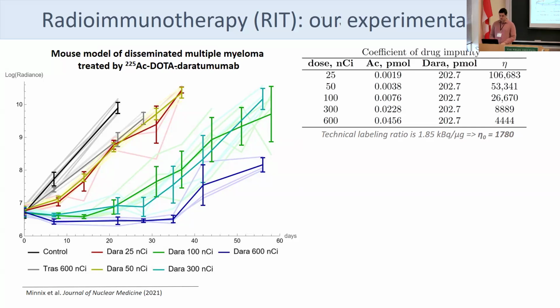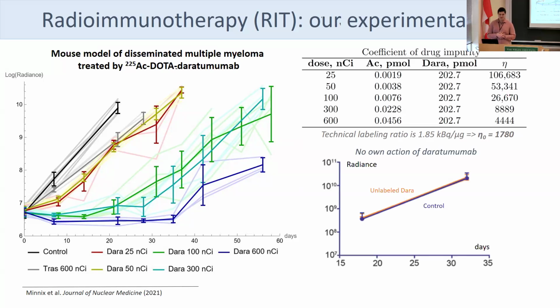And secondly, experimentalists further diluted each dose in unlabeled antibodies in order to use the same total amount of daratumumab for each dose. And this resulted in these coefficients of drug impurity, which depend on the dose. Dealing with this mouse model allows us to introduce 2 simplifications. Firstly, we can neglect the own action of daratumumab since we used immunodeficient mice, and it did not affect the cancer growth in them. Secondly, we can neglect binding of antibodies to normal cells for now, since we use human cancer xenografts and human antibodies.